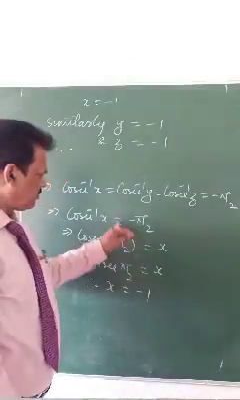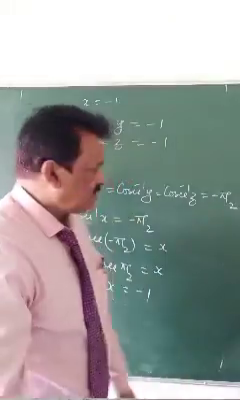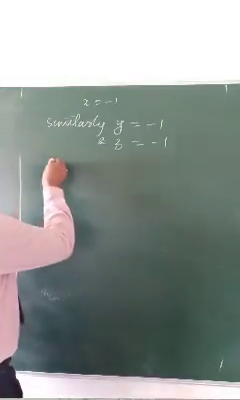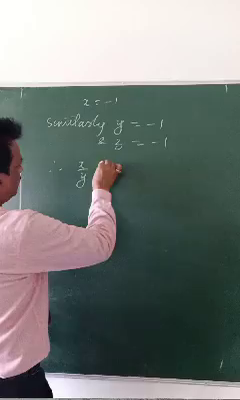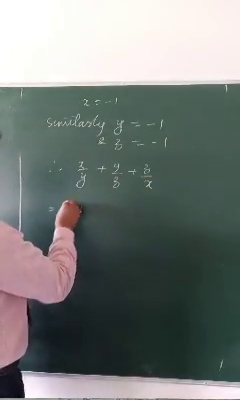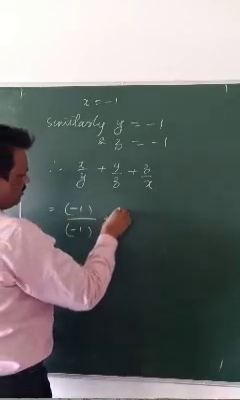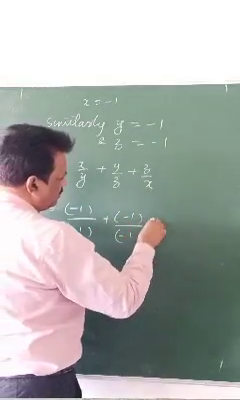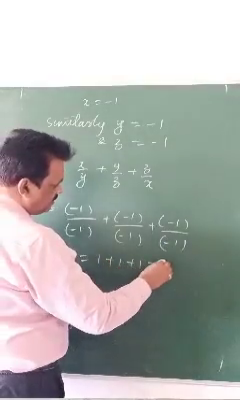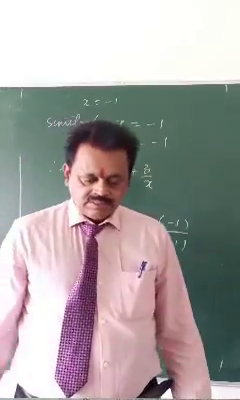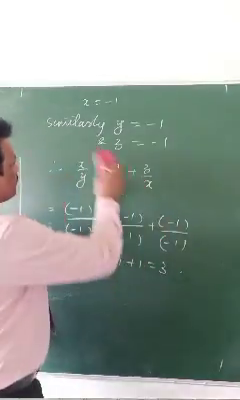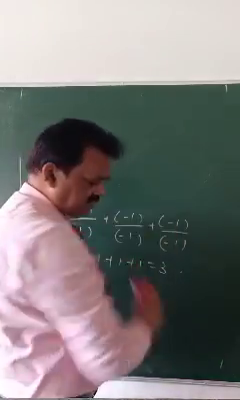Same method, no need to prove. One part we have done, the rest you can write. Therefore x by y plus y by z plus z by x is minus 1 by minus 1, plus minus 1 by minus 1, plus minus 1 by minus 1. That is 1 plus 1 plus 1, which is 3. Okay. Another question is also like that. You can solve it in exactly the same manner.